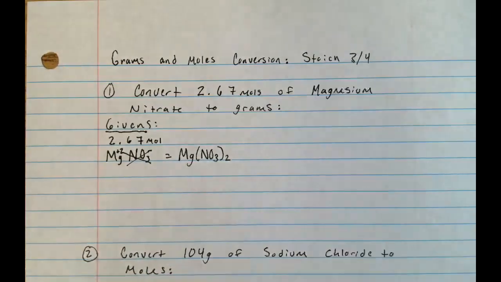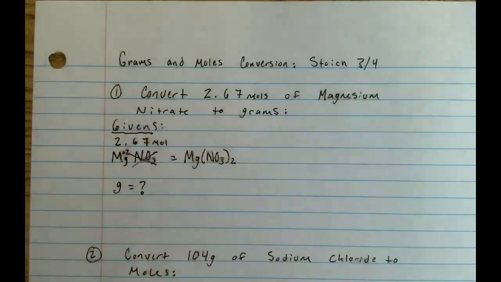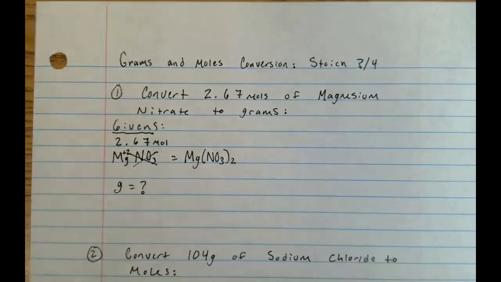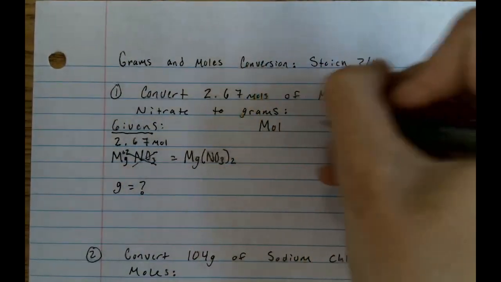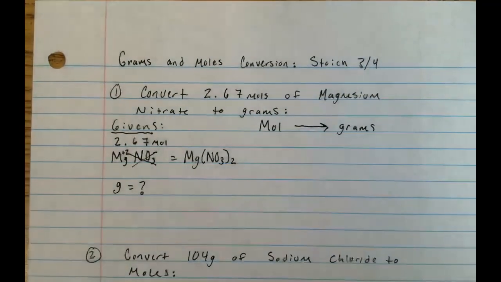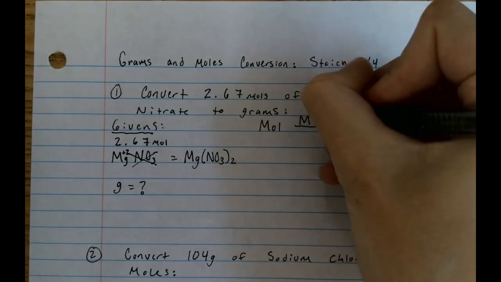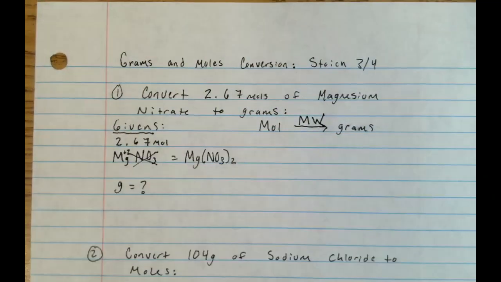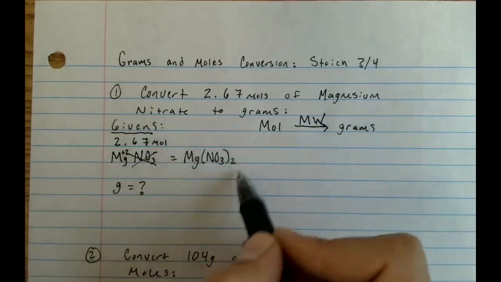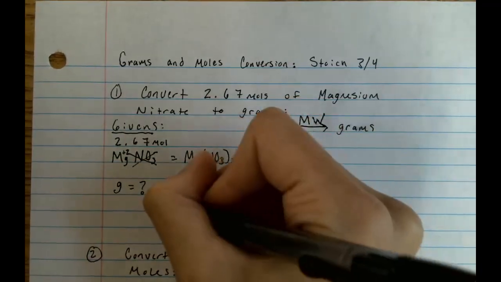And then the very next thing that the problem is telling me to do is convert to grams. So I'm going to write little g is equal to question mark. This is where you want to start mapping out the steps that you need to take in order to get where you want to go. So I'm starting with moles and I'm converting to grams. In the very last video, we practiced calculating molecular weight. The reason for that is molecular weight, MW, is how you bridge the gap between moles and grams. So our very next step is to figure out what the molecular weight of magnesium nitrate is.